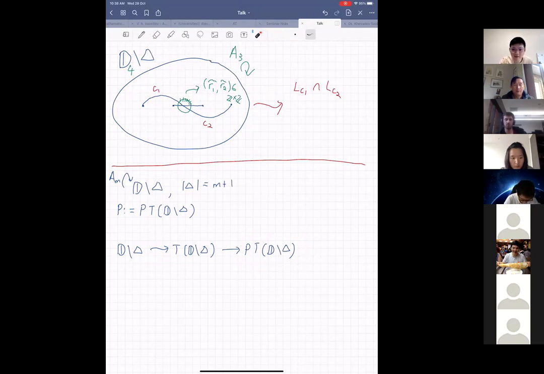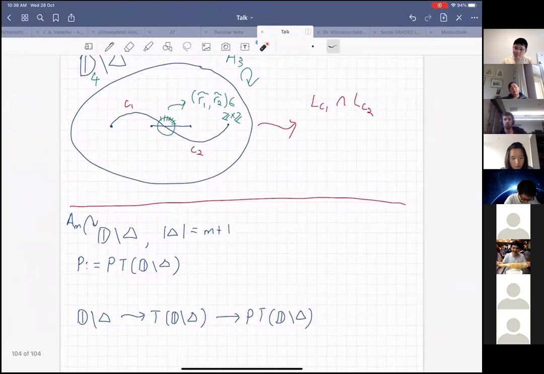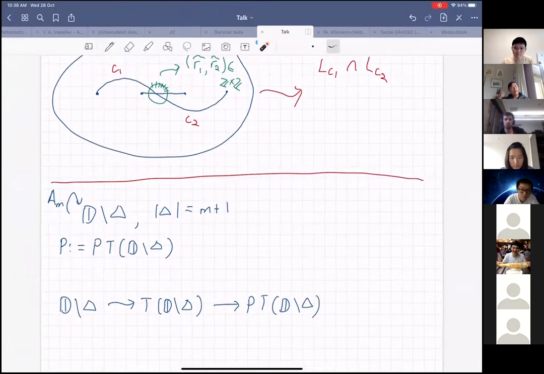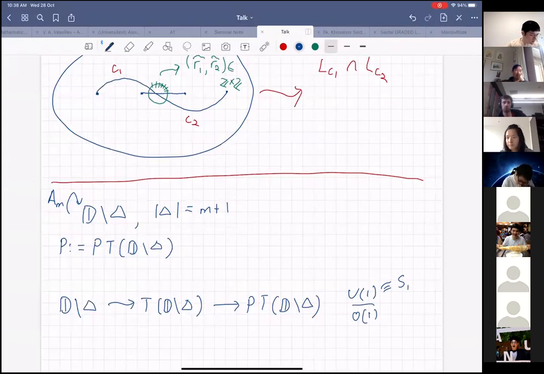So this is only in dimension 2. The Lagrangian Grassmannian is U1 quotient by O1, since U2 quotient by O2 reduces to that. You can think U1 is circles, and O1 is plus or minus 1, so it can be treated as RP1. This is only true for real dimension 2.